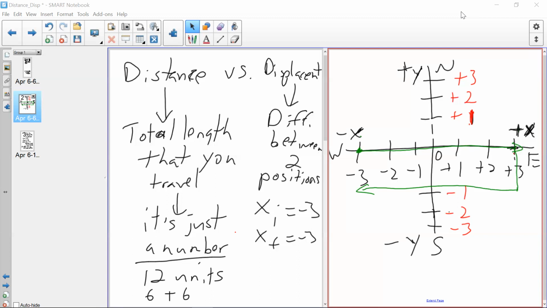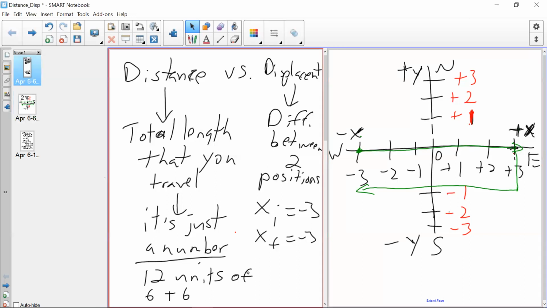So an example of distance would just be if I started at -3, went to +3, and then came back to -3, I just add all the numbers together and I just get a total distance. So I went 6 units to the right, and I go 6 more units to the left, add those numbers together, I get 12 units of distance, as you see here. So this is 12 units of distance.